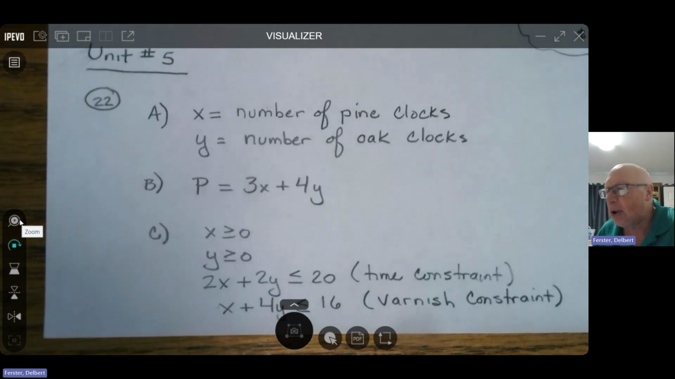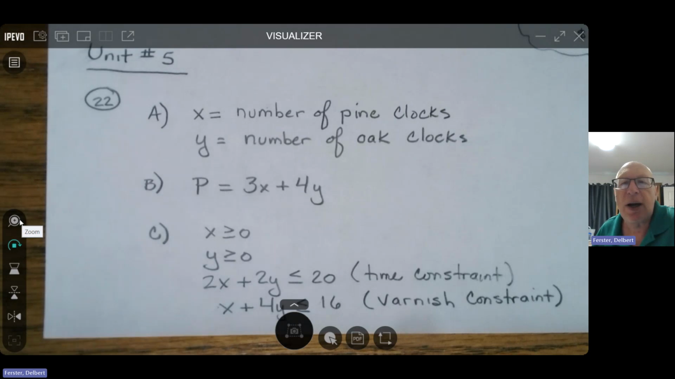All right, so problem 22 asks us to reference Sam. He's going to make some clocks. He's got two particular kinds that he makes. He makes pine and he makes oak. So the first thing you need to do is represent how many of each clock type he's involved in this problem. It doesn't matter which letter references which particular kind of clock, but it's important that you designate that for your problem solution. I chose to let X represent the number of pine clocks that he's going to sell, and Y represent the number of oak clocks that he's going to sell. And that's all Part A asked us to do, represent our variables.